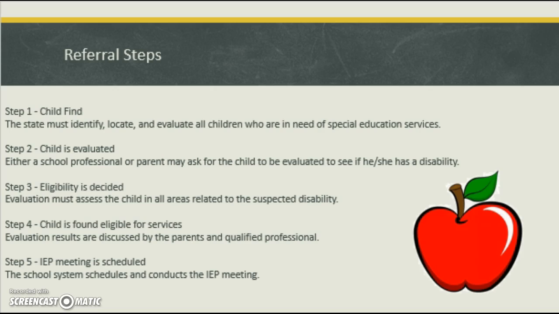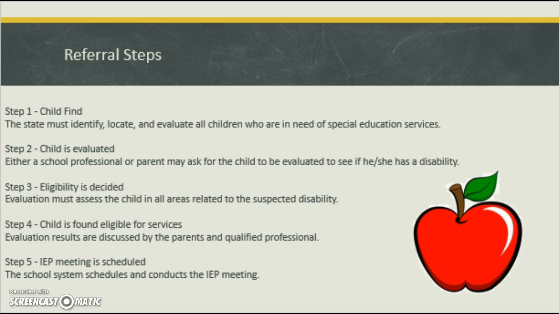A school professional may ask that a child be evaluated to see if he or she has a disability. Parents may also contact the child's teacher or other school professional to ask if their child can be evaluated. Parental consent is always needed before the child is evaluated. Evaluation needs to be completed within a reasonable time after the parents give their consent. Step 3. Evaluation and eligibility is decided. The evaluation must assess the child in all areas related to the suspected disability. The evaluation results will be used to decide the child's eligibility for special education and related services, and to make decisions about an appropriate educational plan for the child.